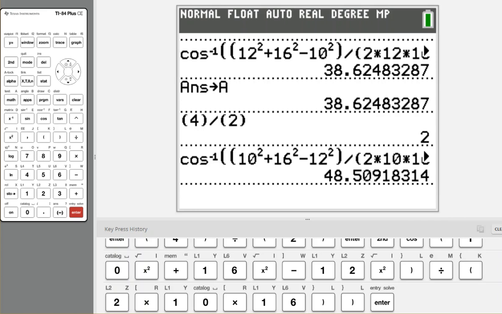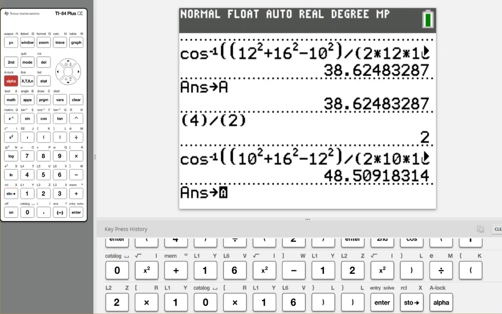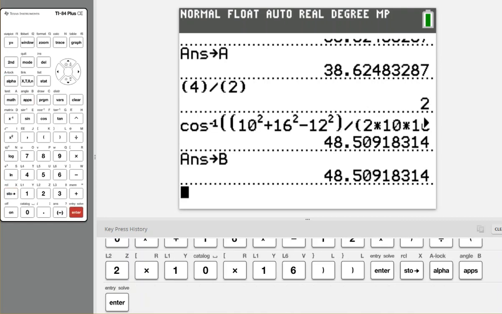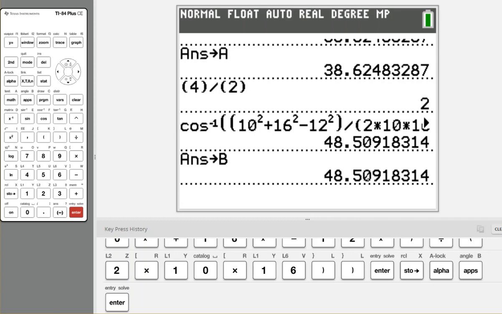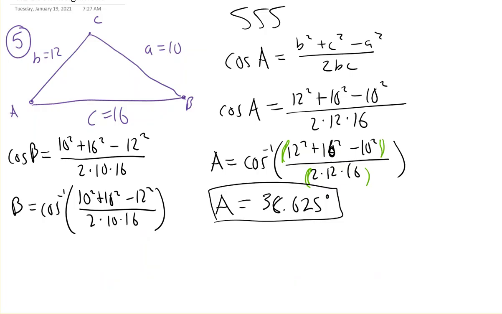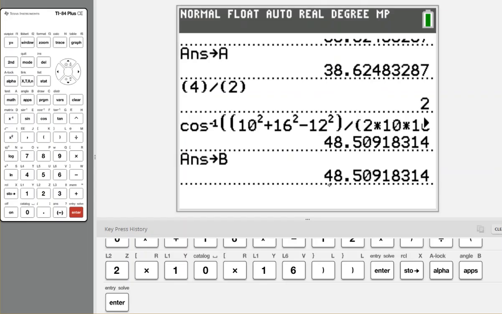For some questions, it's probably a good idea to store this as B. Again, that keeps an exact value and not a rounded value. And so then that keeps our answer exact if we have to use this for something else. But for us, we don't really need that right now. So B is approximately 48.509.